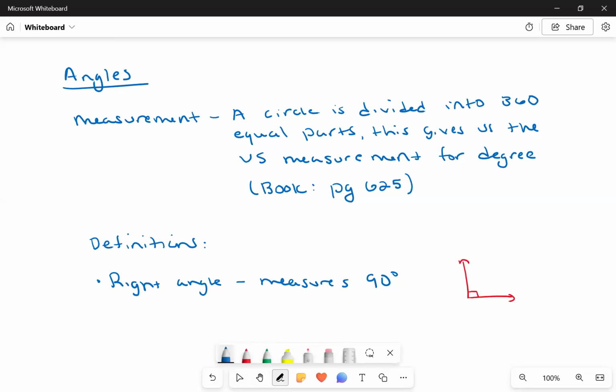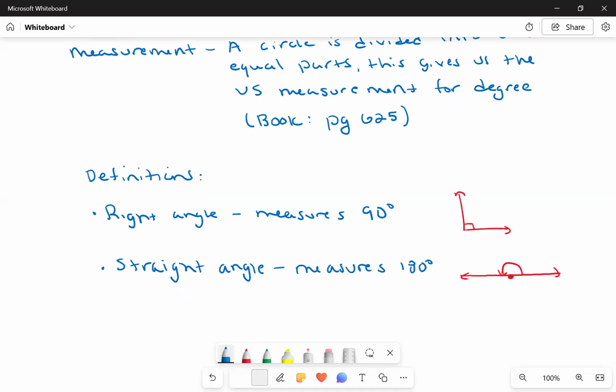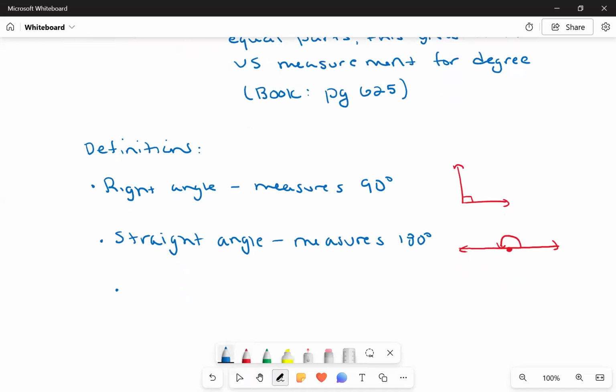Next would be what is called a straight angle. And as that word straight implies, it's an angle that looks like a straight line. So that's an angle that measures 180 degrees. So 180 degrees would be this angle right here. Okay. And then we have what's called an acute angle. This is an angle that's less than 90 degrees.